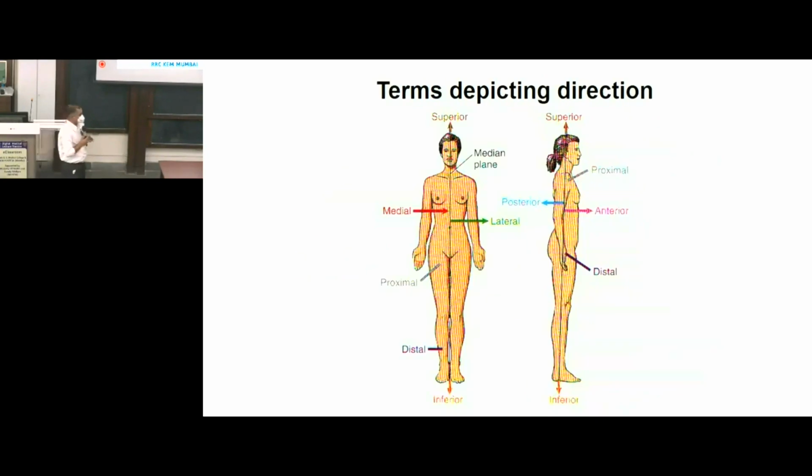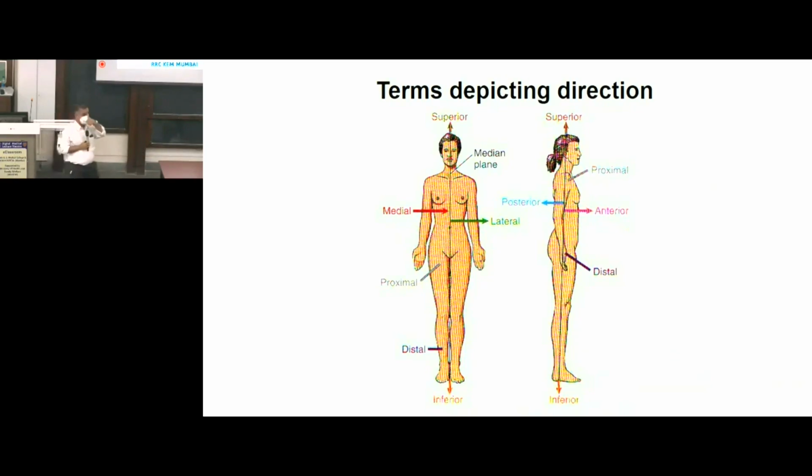Now let's come to terms depicting directions. Okay, I'll give you a cue. Planes. In the previous university exam, there was a 2-mark question: list the planes of the body. This was the answer that was expected. 4 planes: median plane, frontal plane, transverse plane, oblique plane. Planes of the body. Terms depicting direction.